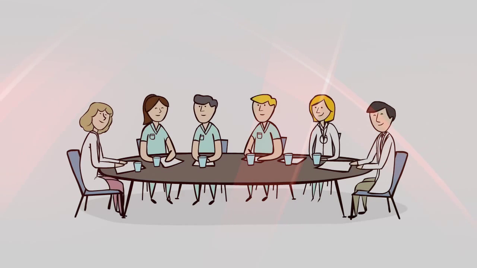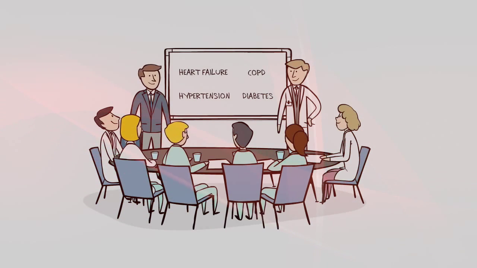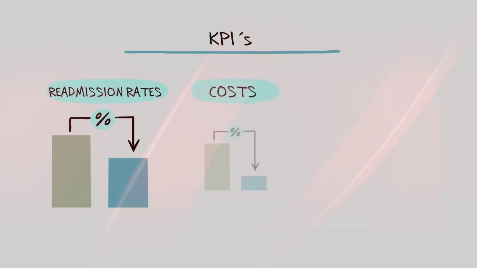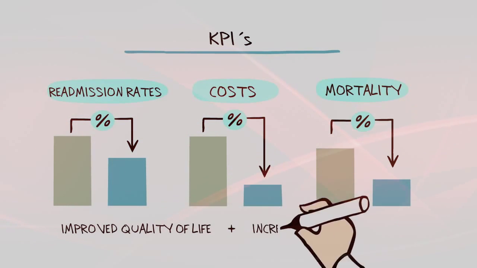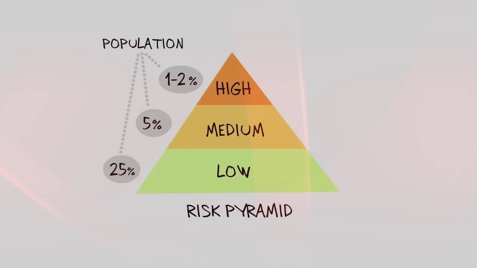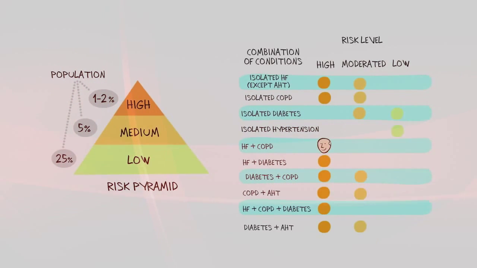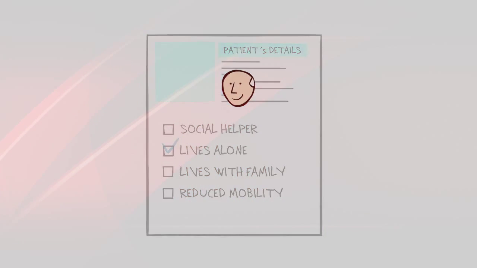We need to agree with Paul and the medical team on the type of patients and the diseases we will be focusing on in order to drive the change. We also need to define the key performance indicators that will help us to analyze the results of this new care model. The next step is to divide up patients based on their diseases, risk level and social environment, to assign them the telehealth program that best matches their needs.